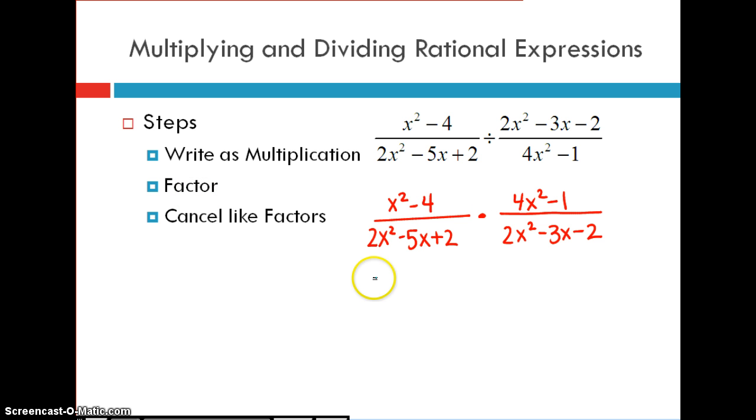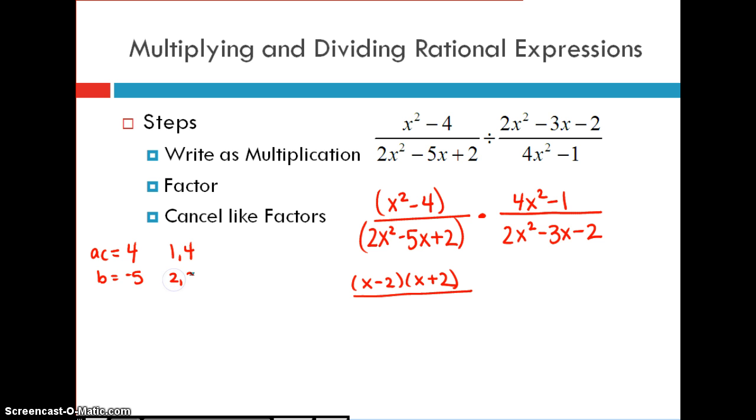Now I'm going to factor. So I'm going to factor the numerator first. If I do that, I have x minus 2 times x plus 2. Now I'm going to factor the denominator. This will require me to use the AC method. So a times c is 4. B is negative 5.